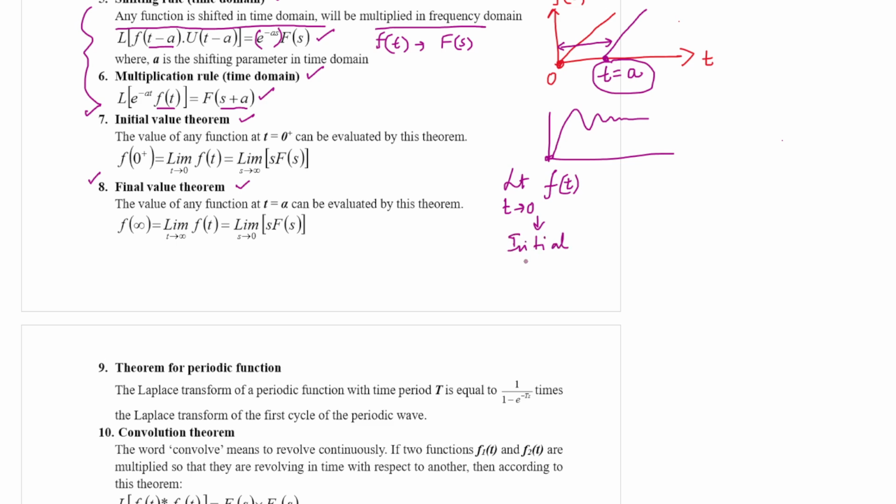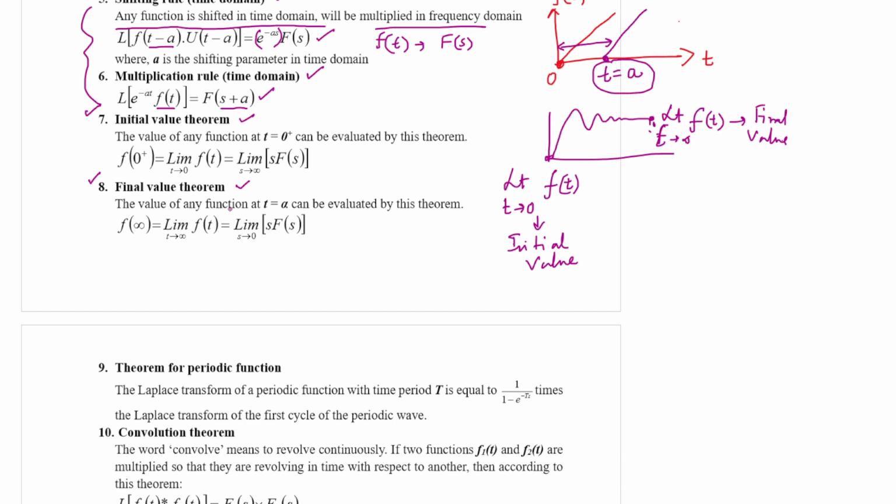That is called the initial value. And at this point, what is the function value? So what is the function value f(t) at the limit where t tends to infinity? This is called the final value. According to these two terms, we have the initial value theorem and the final value theorem.